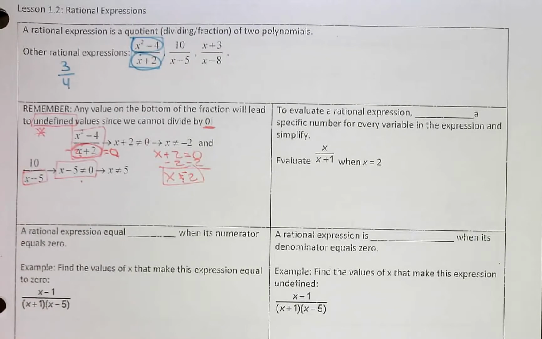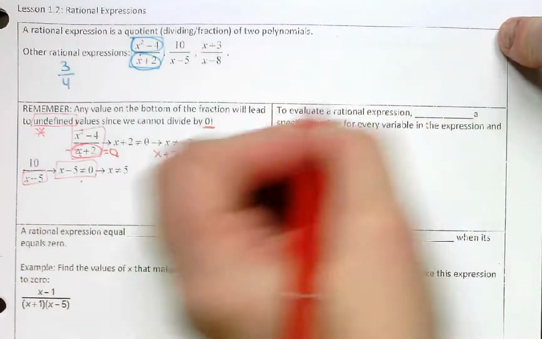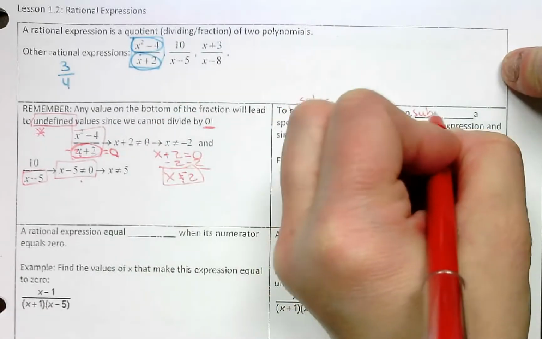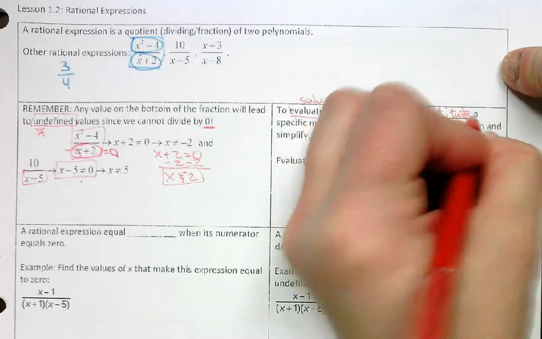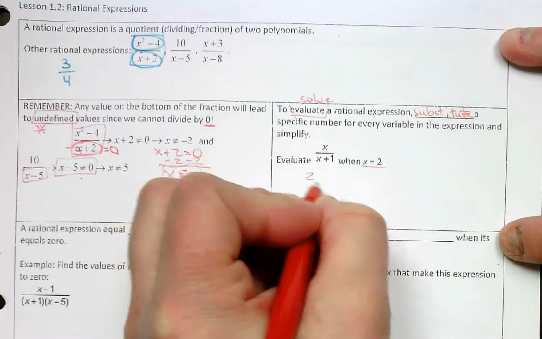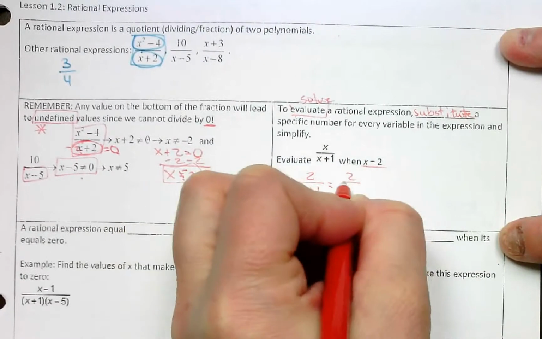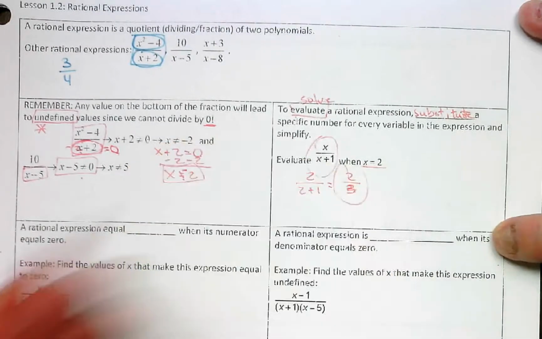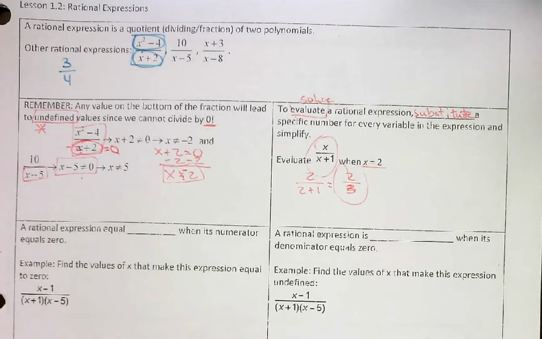To evaluate a rational expression, we're going to substitute a specific number for every variable in the expression, and then we're going to simplify it. This is just like back several years ago when you were told, solve this if x is 2. I'm going to plug that 2 in and solve, and I'm going to get 2 over 3. Remember, a rational expression is just some number. We are just working with polynomials, which can be a range of numbers.